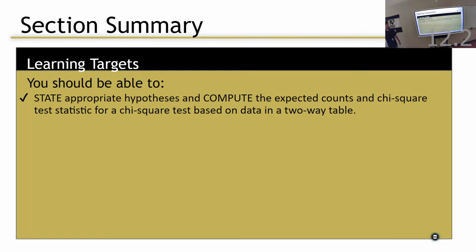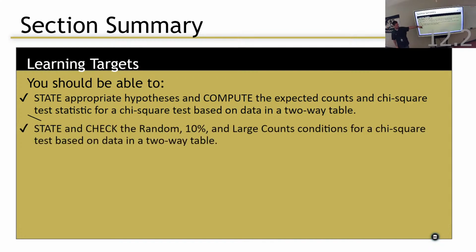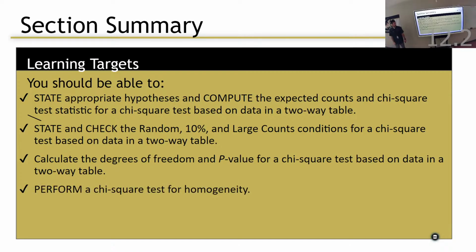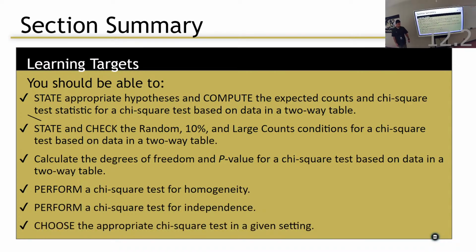I hope, guys, you can state the hypotheses and compute the expected counts. I think that's probably the biggest thing. If you can get that, you're pretty close to being able to do all this stuff, right? State and check the random, the 10%, and the expected counts. Of course, you got to be able to do that to do this. Calculate the degrees of freedom. I don't think it's a big calculation. However, you need to know what the degrees of freedom are. I hope you can perform the entire chi-squared test for homogeneity. And I hope you can perform a chi-square test for independence. And then, of course, the big one is to choose the appropriate chi-square test given situations.